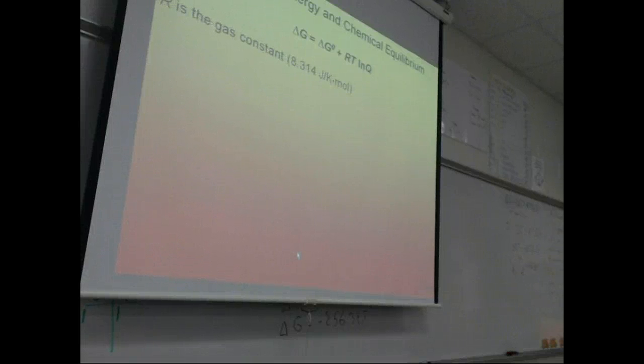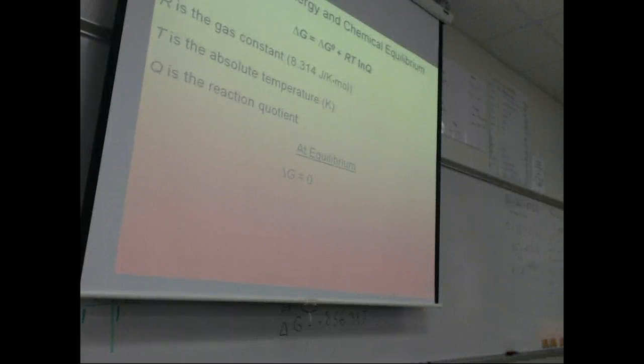Okay, R is the gas constant. That's on your bestie. 8.314 joules per mole Kelvin. T is the absolute temperature. Q is the reaction quotient.